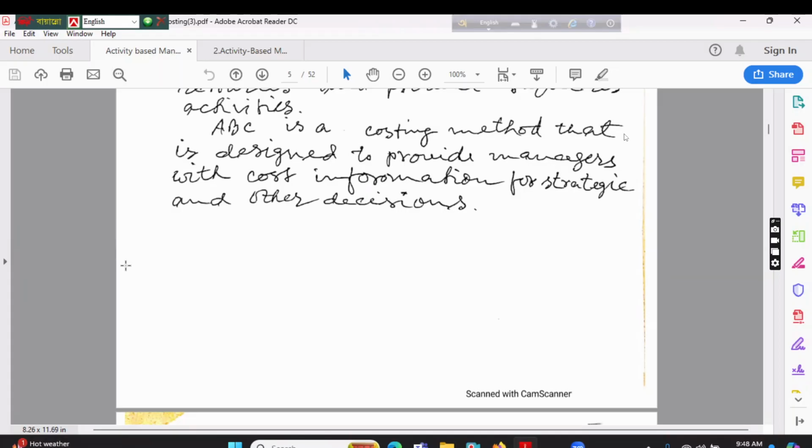The underlying assumption is that activities consume resources and that products in turn consume activities. Thus, activity-based costing is also a two-stage process. An ABC costing system, however, emphasizes direct tracing and driver tracing.